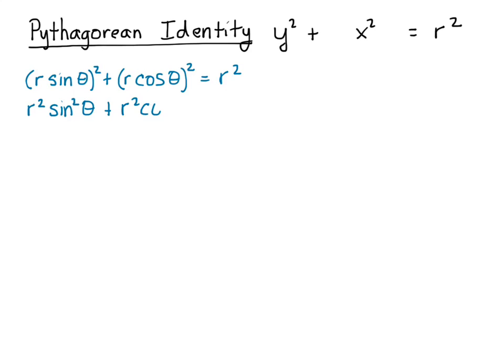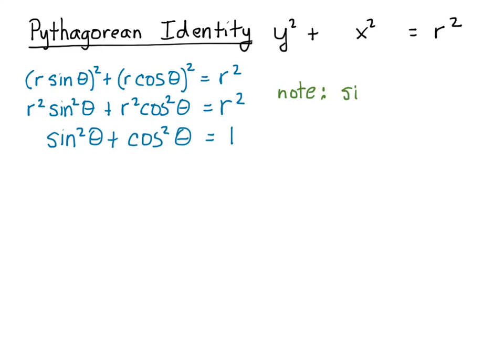And so I work it out: I apply that square to both the r and the sine and the cosine, and then divide through by r squared, and I get sine squared theta plus cosine squared theta equals 1. This is one of the most fundamental trigonometric identities there is. At the end, if we get to the end, I'll tell you what you have to memorize. This is one of them.